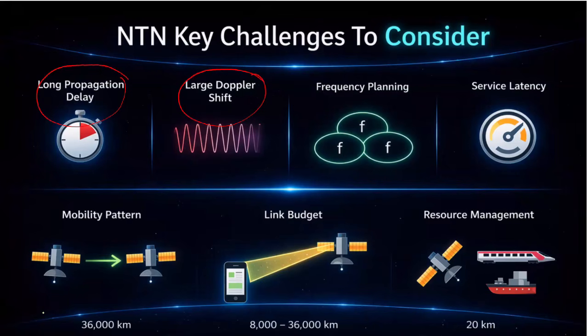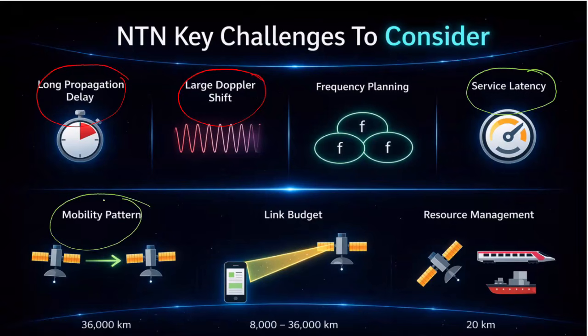Then you have frequency planning. Since multiple satellites and beams operate simultaneously, efficient spectrum allocation is very much required. So proper planning should be there to avoid any kind of interference and to have optimal use of the available spectrum. Then you have service latency. As I said earlier, the distance between satellites and the Earth station is very large. So managing latency is very essential to ensure quality of service, right? Then you have mobility patterns. So you have to take care of handovers and tracking mechanisms.